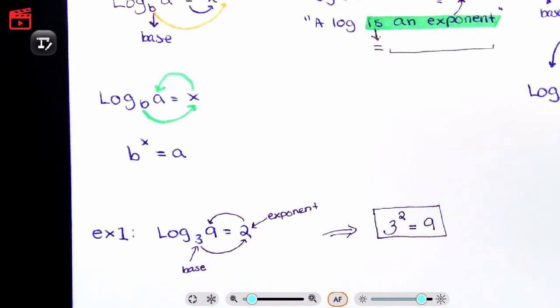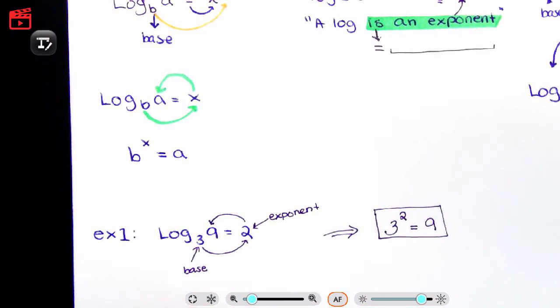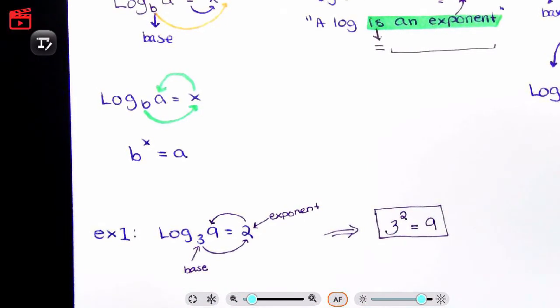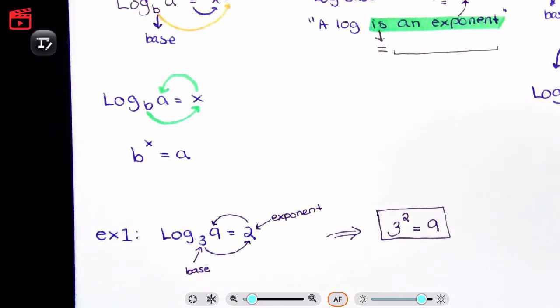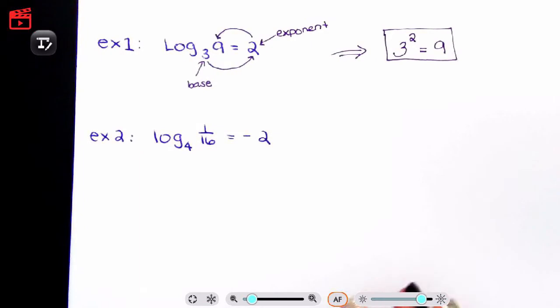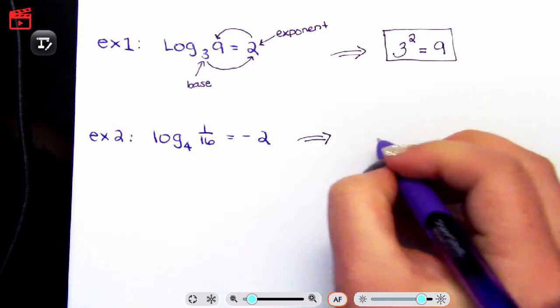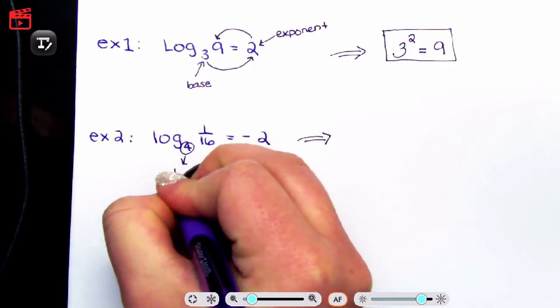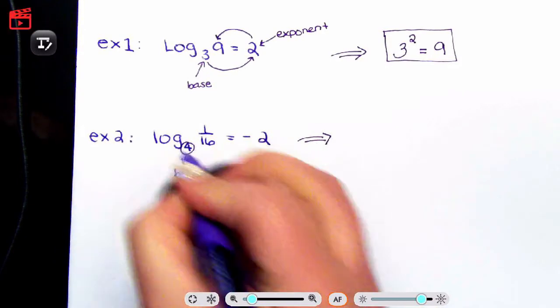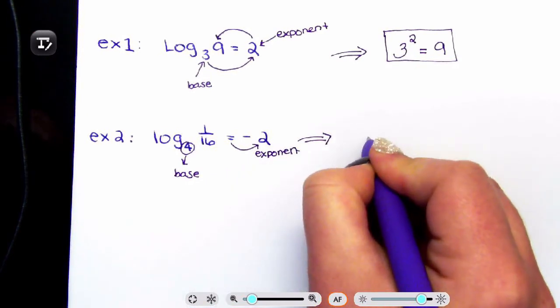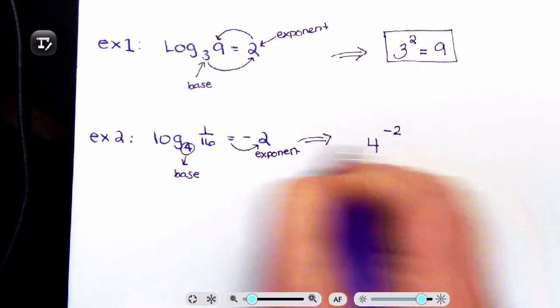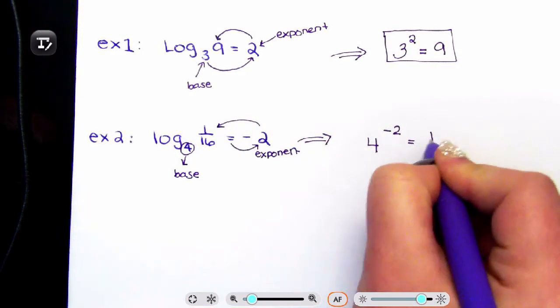Let's do another one, example 2. Now let's do one that says log base 4 of 1/16 is equal to -2. And you guys can't see that. I'm going to move this up. So let's rewrite this in terms of an exponential function. Okay, base is 4. What is a logarithm? A logarithm is an exponent. So that means my base is 4, my exponent is -2, and that's equal to 1/16.